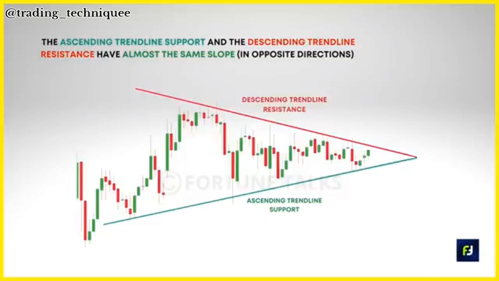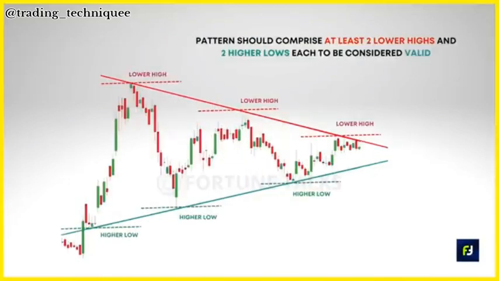Now, when it comes to a symmetrical triangle, and as the name suggests, the sides of the triangle slope equally, which means the slope of the ascending trendline support and the descending trendline resistance happens to have the same slope. Now, it is within these trend lines that the actual consolidation of prices happens, and both of these trend lines meet at a common point called the apex. Now, the triangle should comprise at least 2 lower highs and 2 higher lows each to be considered a valid symmetrical triangle pattern.